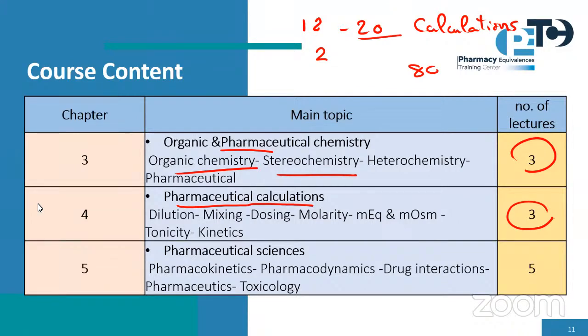Then the pharmaceutical sciences with 5 lectures. Here we have 5 lectures about the theoretical part of pharmacokinetics, pharmacodynamics, and drug-drug interaction, which is a very important topic. No exam goes without asking about the interactions between drugs. We will learn how to solve any question regarding interactions, and how to expect the interaction that can happen between drugs. Then we have 2 lectures about pharmaceutics and toxicology.